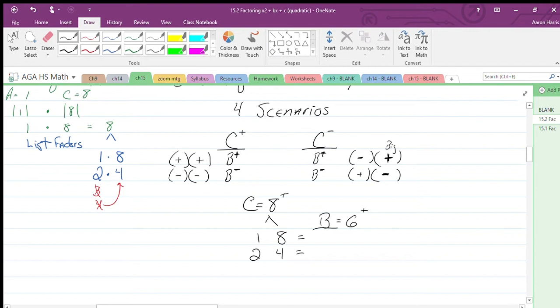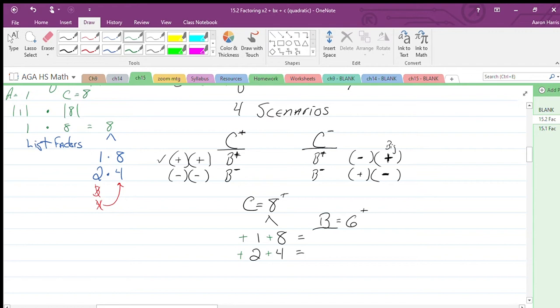And that 6 is what? Positive. So look at this. Here is C positive, here is B positive. That means that both of my factors should be what? Positive. So I am going to put a positive 1, positive 8, positive 2, positive 4.